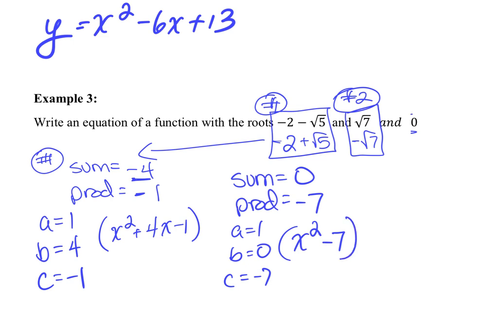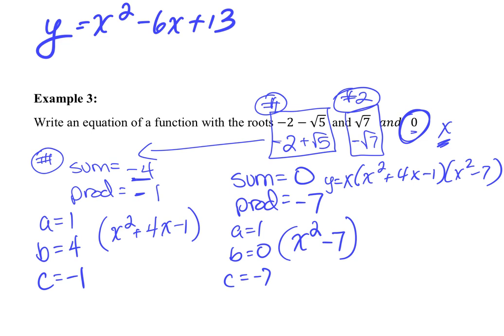And we all know that if we have 0, then it's just x. x is your factor. So what we are going to have to multiply together is x squared plus 4x minus 1, x squared minus 7, and then at the end we can just multiply it times x. So this is just a nice multiplication. I am going to pause this for a second and do the multiplication, and then you can check your work.